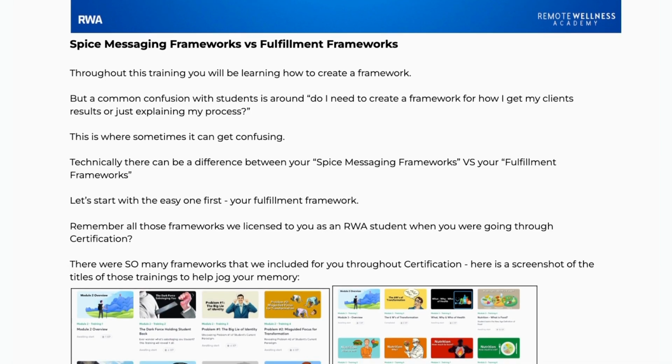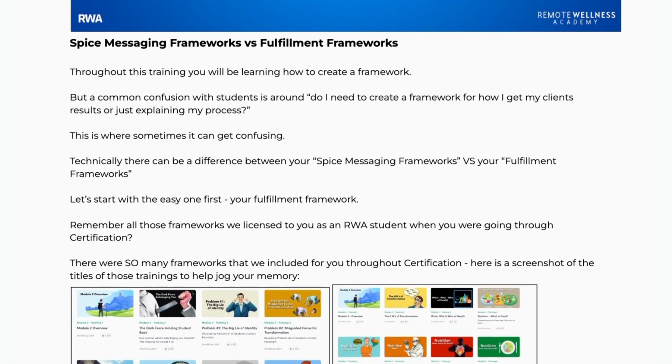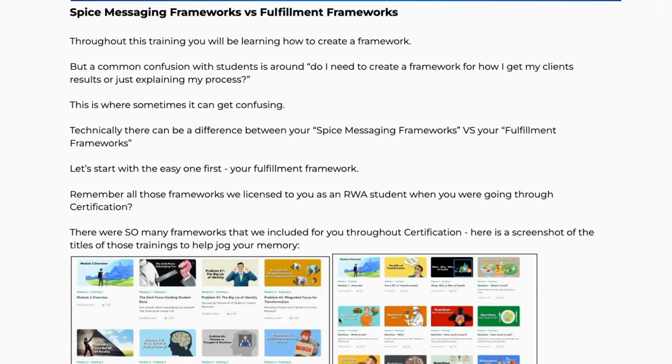However, a big common confusion that sometimes happens with students is they ask, hey, do I need to create a framework for how my clients are going to get the results? Like, is that what I'm doing when I'm explaining my process?